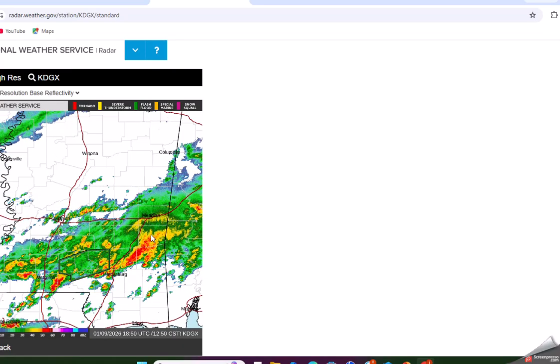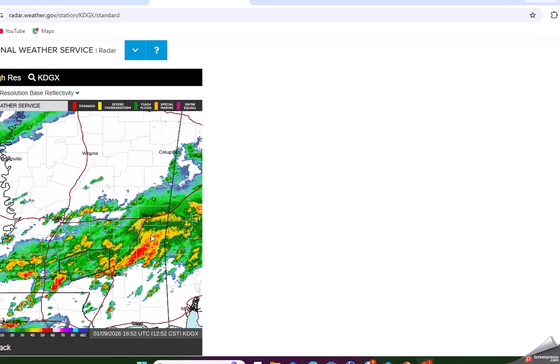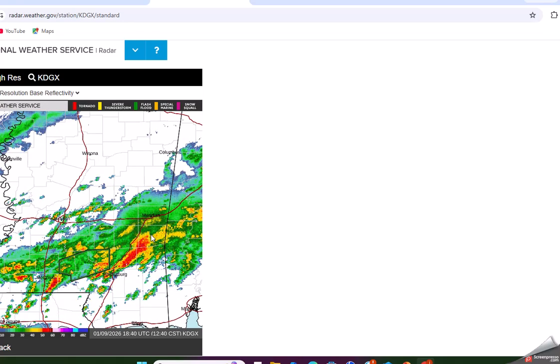So these are all methods of remote sensing, meaning we're not looking at the location, but we're able to detect what is happening further out.